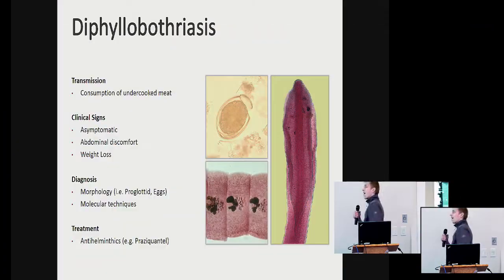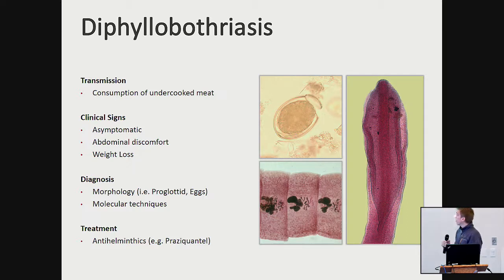As far as diagnosis, you can do fecal floats or fecal examinations and look for the morphology of the proglottids, which are these little segments you see here. Or the eggs also have a characteristic morphology in that they are operculated. So most cestodes do not have operculated eggs, meaning that they have that little hat on top. That tends to be more characteristic of trematodes. But this is a cestode species that has that.